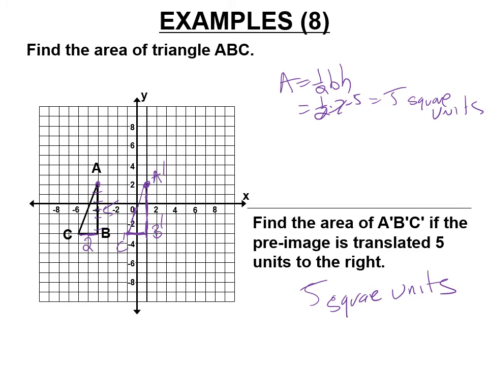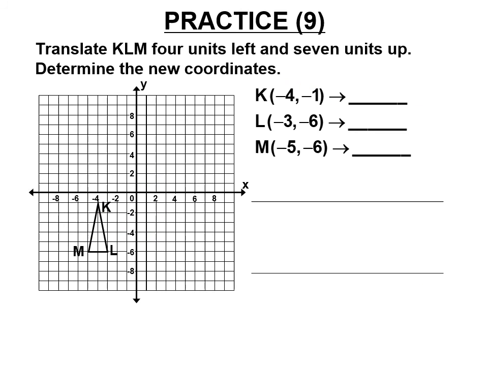It's congruent. Translate KLM 4 units left and 7 units up. Determine the new coordinates. All right, so 4 units left. So we're going to subtract 4 from each of these. And 7 units up, we're going to add 7 to all the y's. Let's see. -4 minus 4, -8. -1 plus 7, 6. Let's see if that's right.